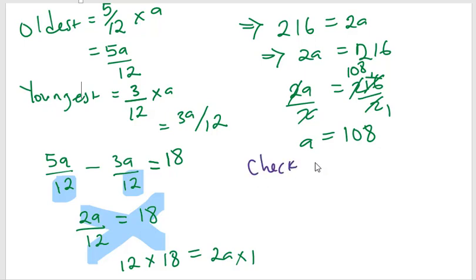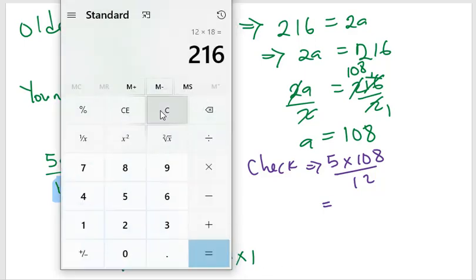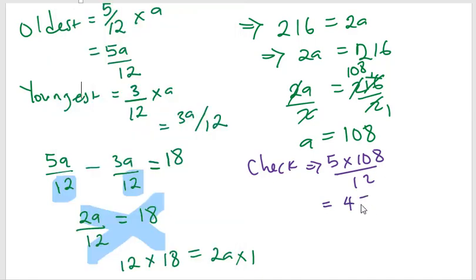For the oldest, 5 multiplied by 108 divided by 12, what is it going to give to us? Let's check. 5 multiplied by 108 divided by 12, 45. So we get 45 for the oldest. Let's check for the youngest.